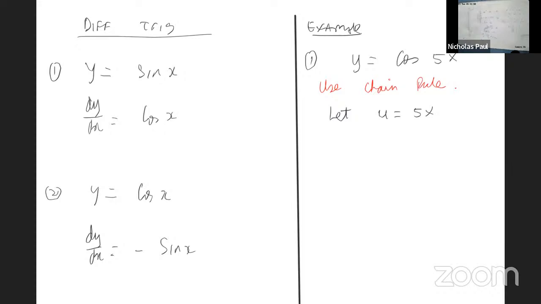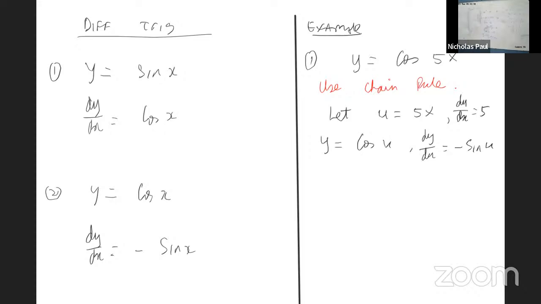Let's just see how it looks. So you have u, so you should know what's y, and then you should be able to differentiate it. So you should have du dx is 5. What would y be? Cos u. Nice. So what will be dy du? Minus sine u. Good.